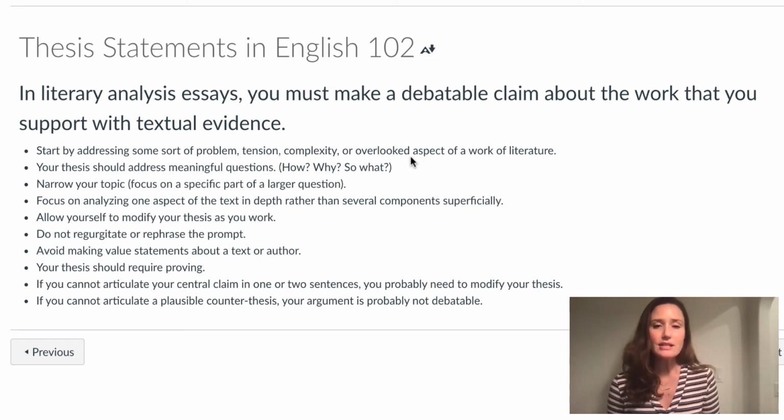Make sure that your thesis requires proving. If somebody were to read your thesis, somebody who's read the text that you're writing about, and they were to say, yeah, that's kind of a given, then that's actually not a good sign. That means that your thesis does not require proving.